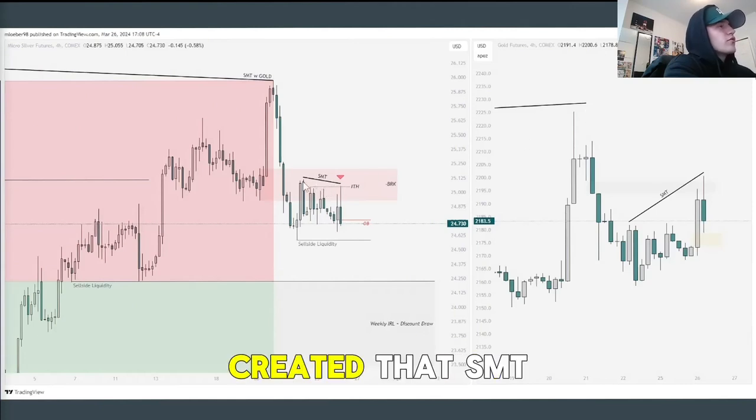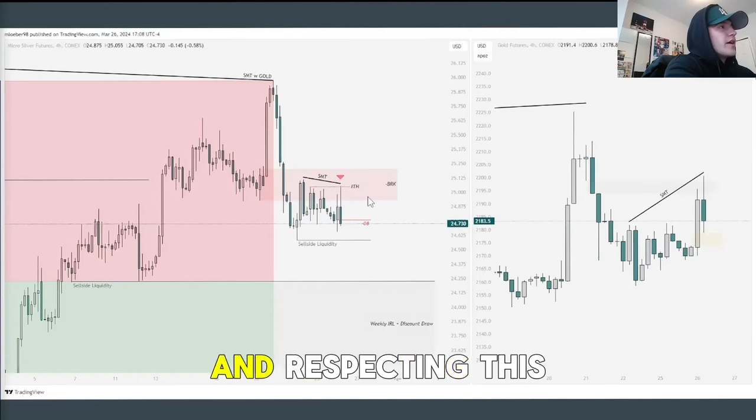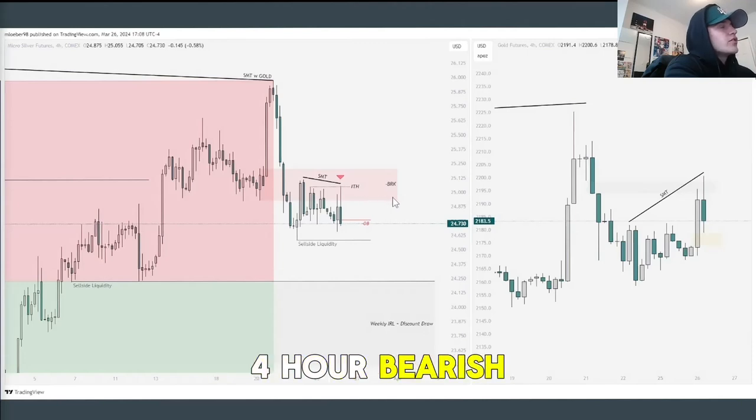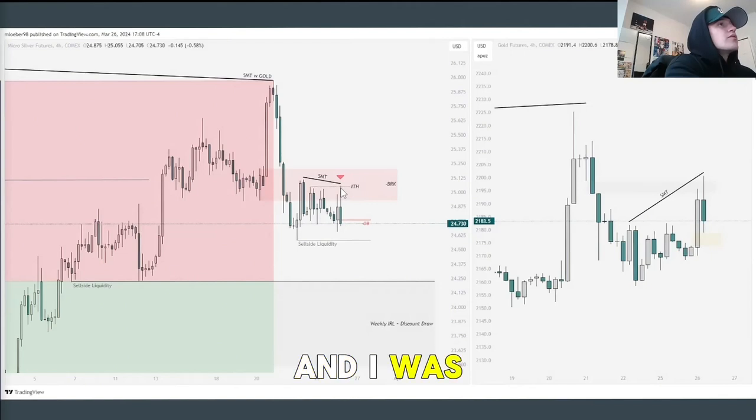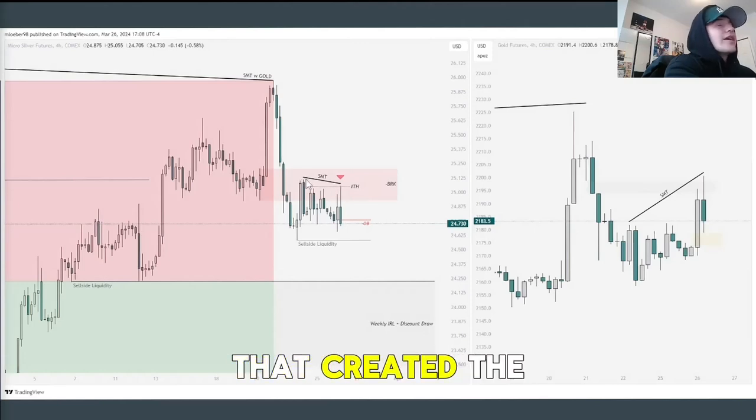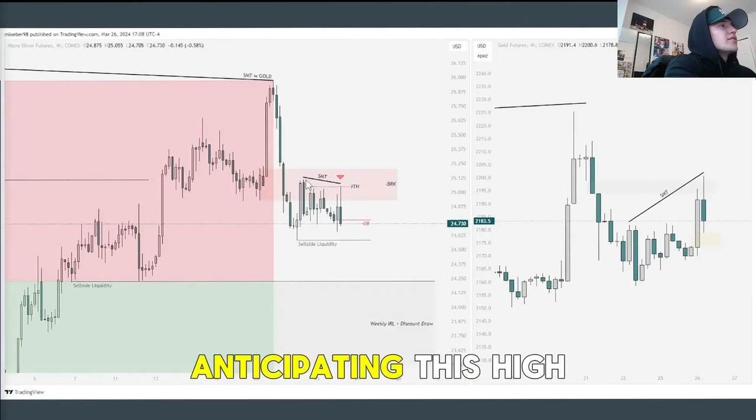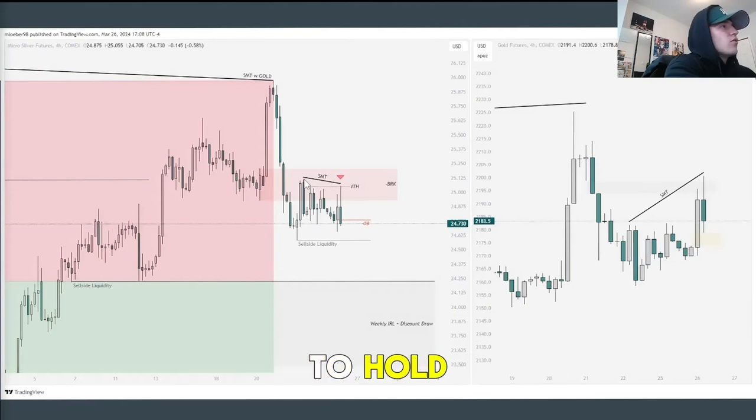So once we created that SMT divergence, while price was also trading and respecting this 4-hour bearish breaker block, after that sweep of the high, I knew and I was comfortable that this could be a stop hunt. So this was my first entry on silver short, leaving my stop loss at the swing high failure that created the SMT.